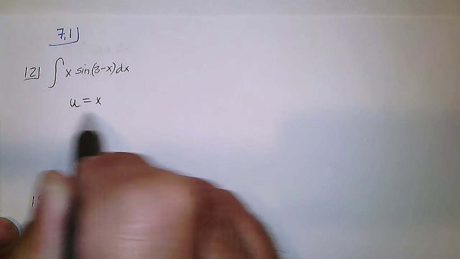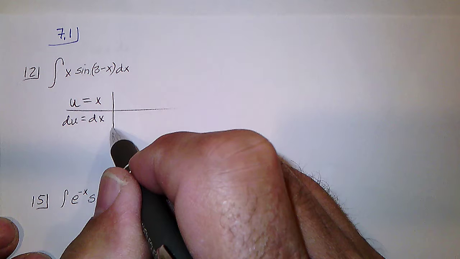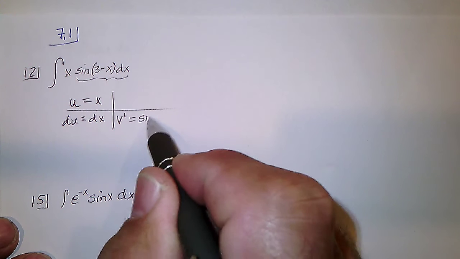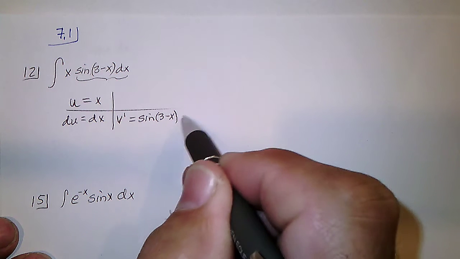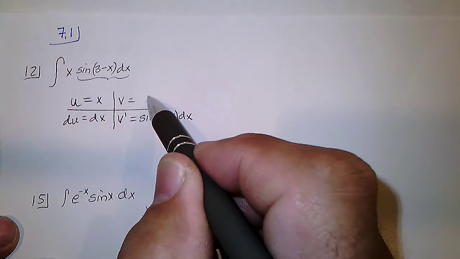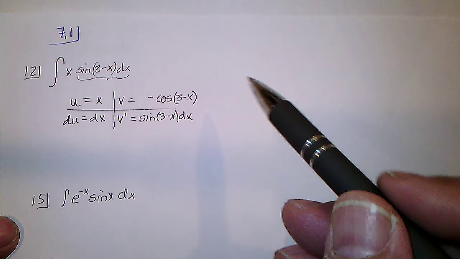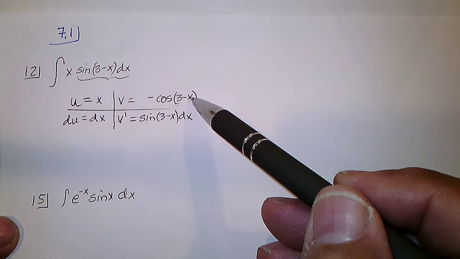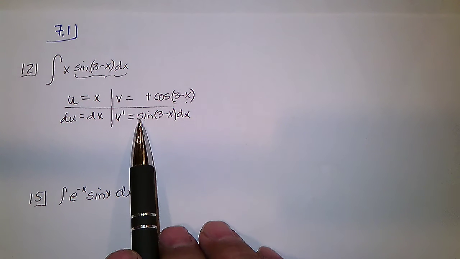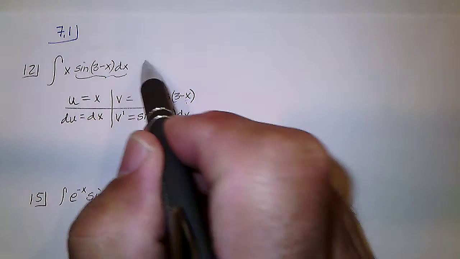u equals x, and du would be 1 dx, and v prime I'm going to let be this part, sine of 3 minus x dx. If I integrate that, the derivative of negative cosine is sine, but then I'd have times the derivative of the inside, which would be a -1, so I'd have to change this back, because now the derivative of this would be negative sine times the derivative of the inside, which is a negative, it would change it to plus, and so that would work for the derivative of that.